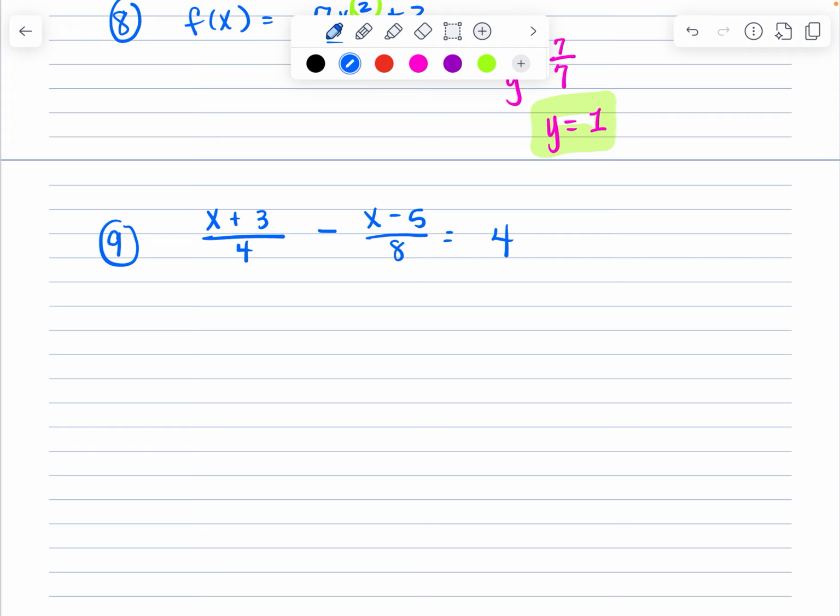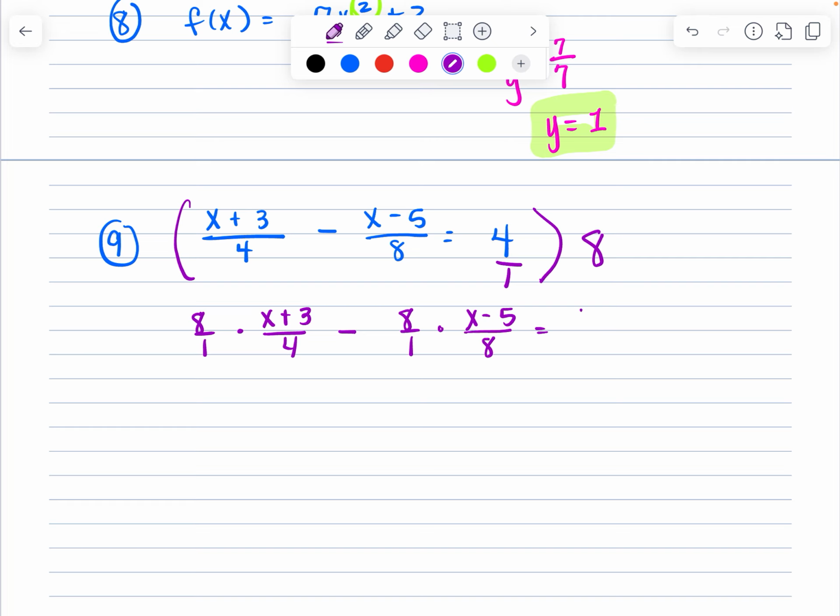If you gave me this problem and said find a solution, I'm going to get rid of those fractions, as much as I love fractions. It'll just make it easier to do. The common denominator here would be 8. Please remember this 4 is over 1. That means I'm going to multiply literally everything in this equation by 8, because 8 is the common denominator. So I'm going to do 8 over 1 times x plus 3 over 4, 8 over 1 times x minus 5 over 8.